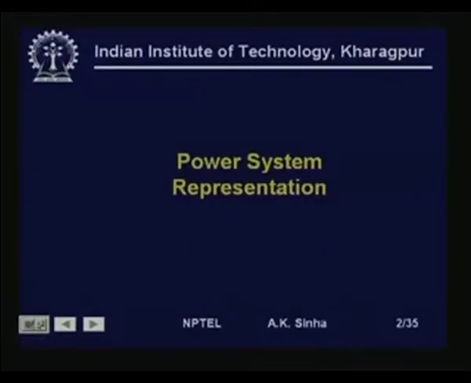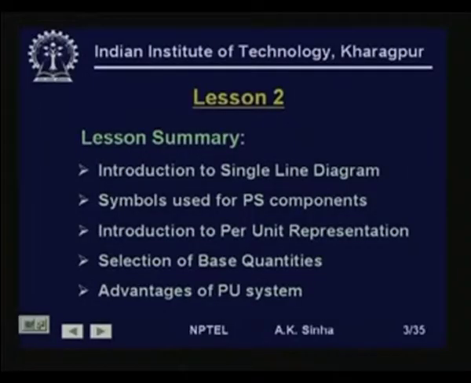Welcome to lesson 2 on power system analysis. In this lesson we will talk about power system representation. Well, in power system, since it is a very complicated system, for modeling we represent the system in simpler and easier to follow forms, and for that we will talk about how we represent this power system.